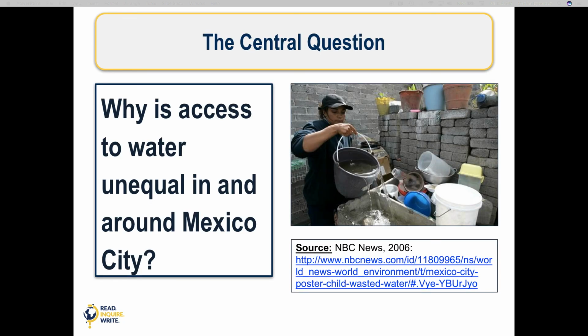As you work through the investigation, make sure to talk with your classmates and others who can support you as you learn about and respond to the central question: why is access to water unequal in and around Mexico City?